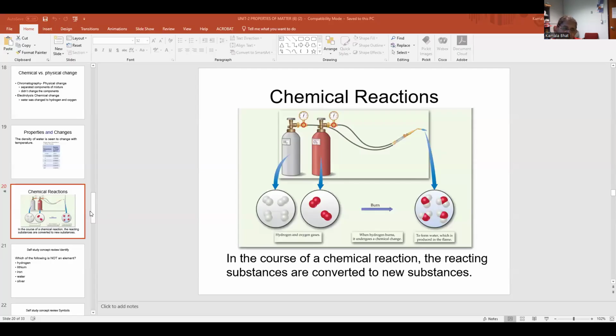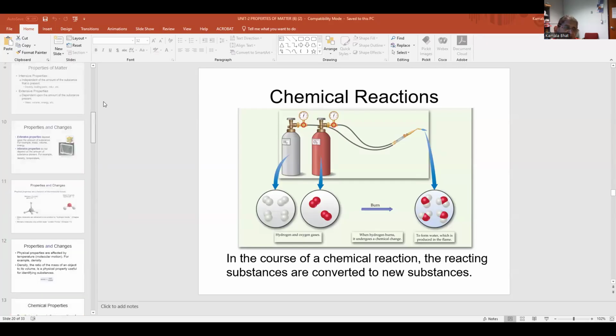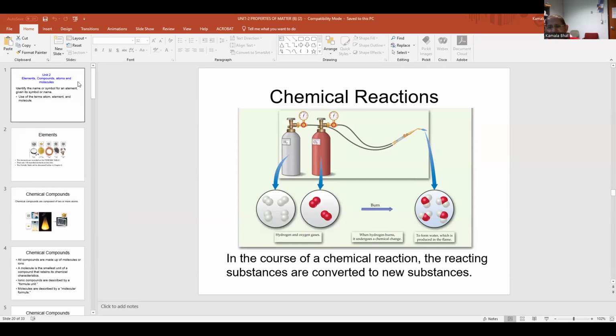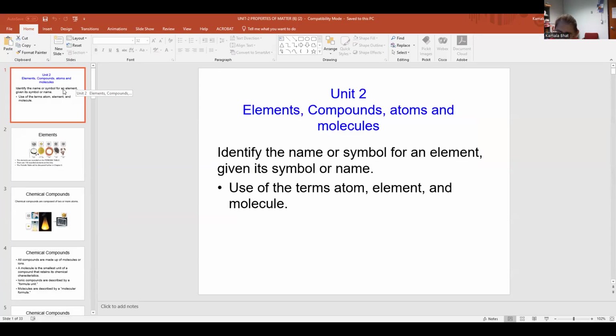Hello, before I start Unit 2, I want you to do a fun activity. Use the letters in your name to make symbols for different elements. Once you make all the names, then use the periodic table to find out the name of the element and its position on the periodic table. After that, we're going to start with the topic for today.